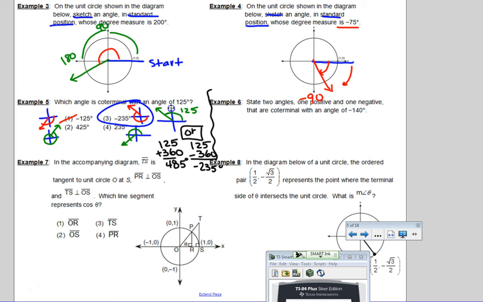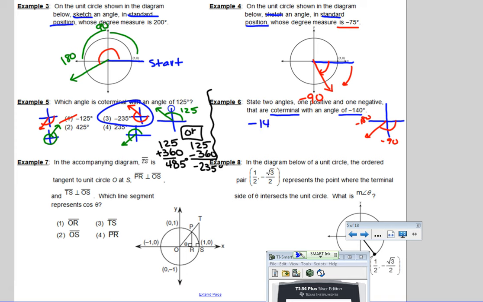So we'll try this one last time. Example 6, state 2 angles, one positive and one negative, that are coterminal with negative 140. Again, we can draw our picture. So basically negative 140. That's negative 90. That's negative 180. So negative 140 would be about 50 degrees past that. So right there, that's negative 140. So what other angles land there?